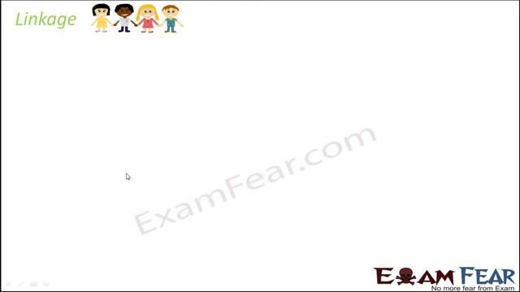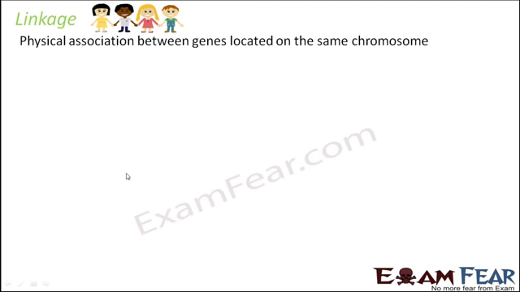So when we talk about linkage in genetics, we actually talk about physical association between genes which are located on the same chromosome. Now, as I mentioned before also, on one chromosome there can be thousands of genes located, right? Now, if there is a physical linkage between two genes, then we say that those two genes are linked. So what happens if there is a physical association between two genes? Let us have a look at that.